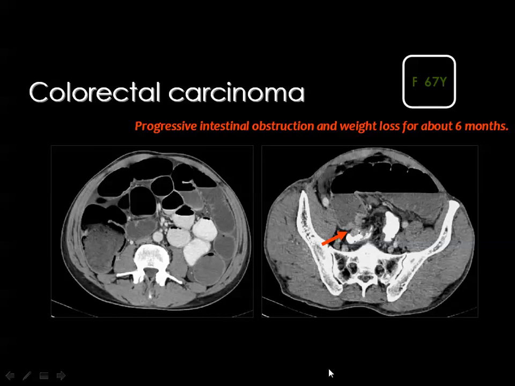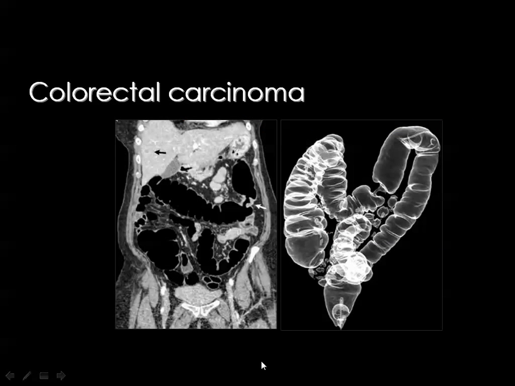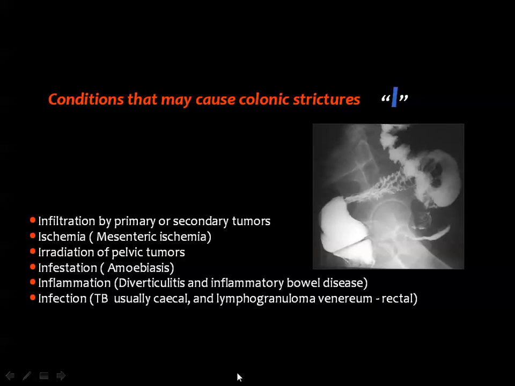Then if you look here, you see this stricture or apple core configuration in the rectosigmoid area with proximal distension of the colon as well as the small bowel. This is an obstructive carcinoma in the region of the sigmoid. Also, you can use the virtual endoscopy and the coronal reformatted images after injection of air into the colon, and you can see this narrowed segment of the transverse colon here in this colonography image. You see the typical apple core configuration in the transverse colon.